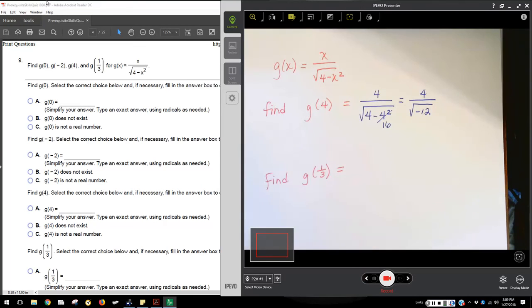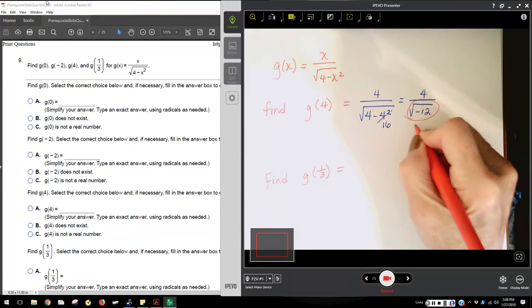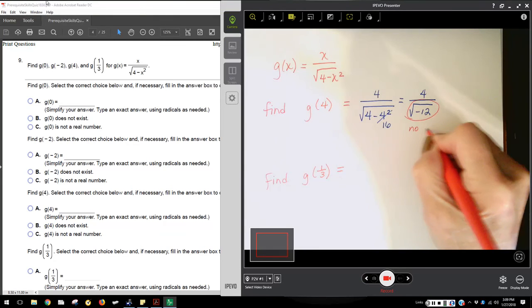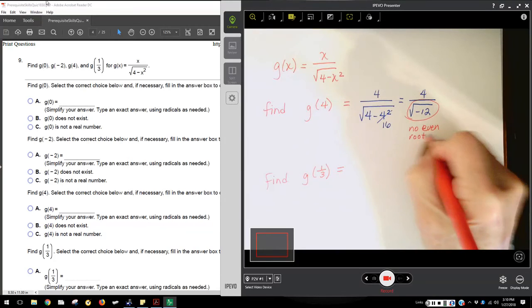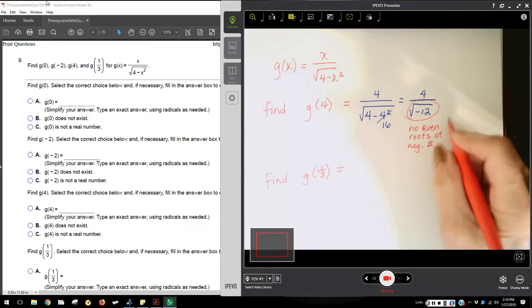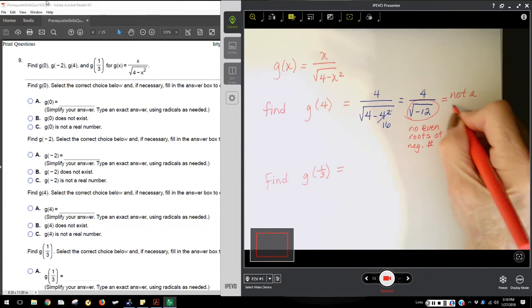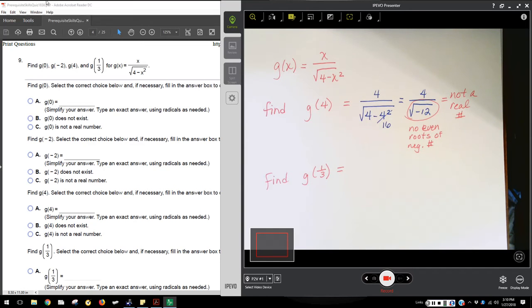And there's where our problem is. You are taking the even root of a negative number, which gives us a non-real answer. It is not a real number. So the choice there is not that g of 4 doesn't exist, which would be division by 0. It is that it is not a real number.